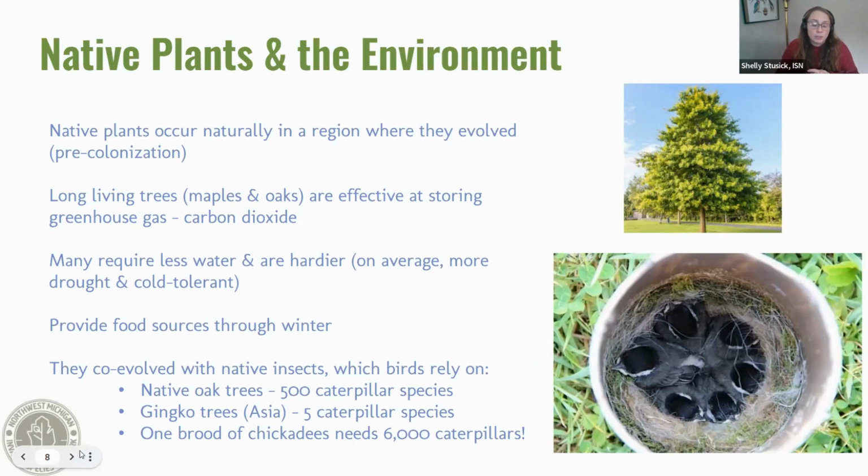And just to give you a perspective, one brood of chickadees needs 6,000 caterpillars for their one single brood. And so when we think about where they are going to get those caterpillars, it's going to be the native plants. It's not going to be the non-native areas that they're getting that from. Next slide.